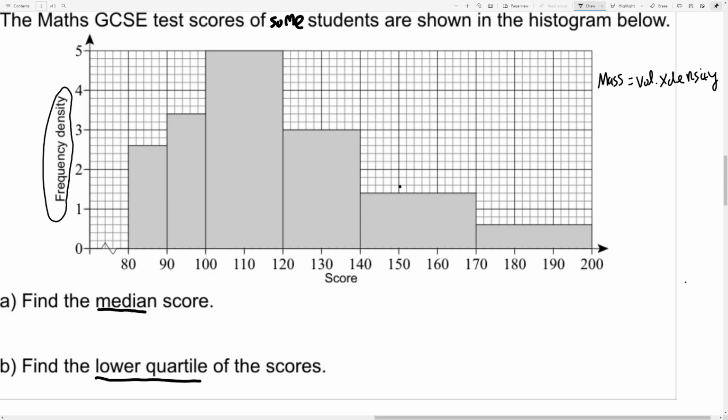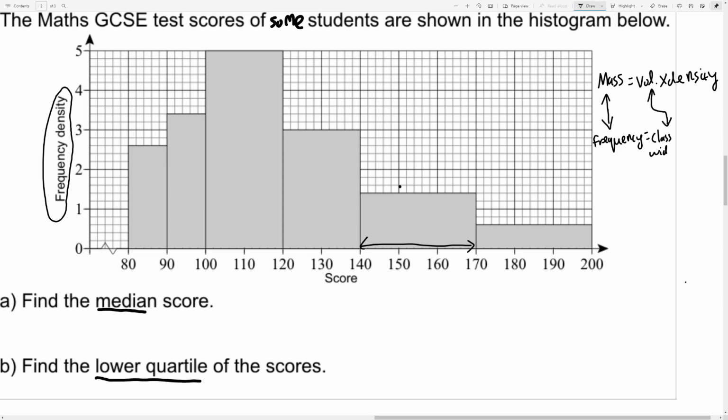Mass we can think of as the amount of stuff. In terms of statistics, that's generally going to be frequency: the number of people, the number of faulty parts on a production line, the number of cars passing a certain shop at a certain time of the day. Frequency. Now, volume is space. It's the space that something occupies. A 3D object will occupy a certain amount of space. That is volume. In terms of a histogram, that's going to be the width of each of the bars. It's going to be what we call the class width.